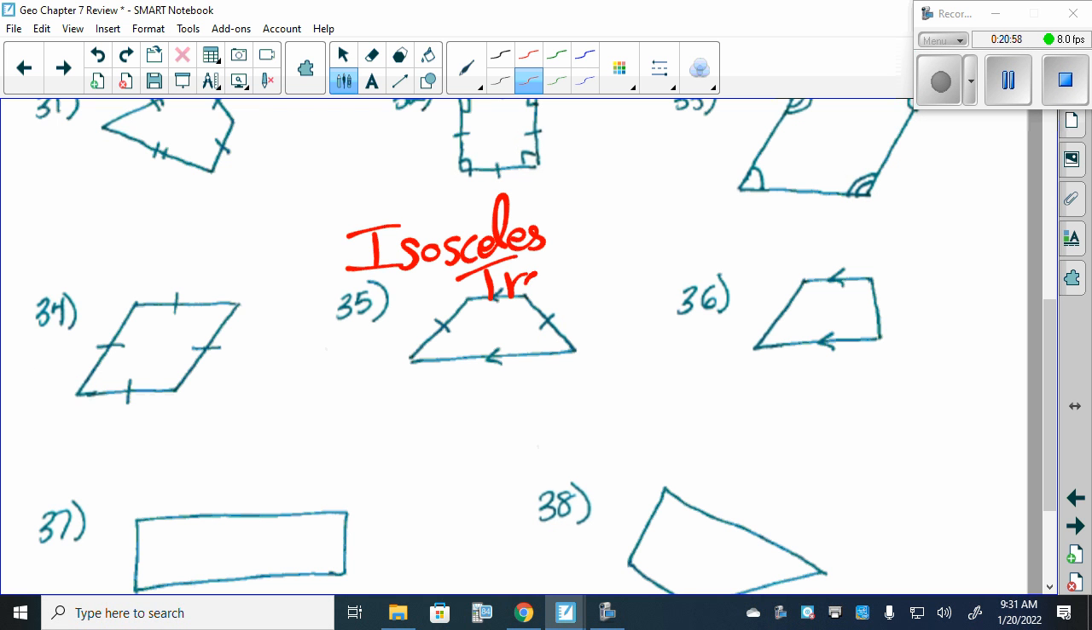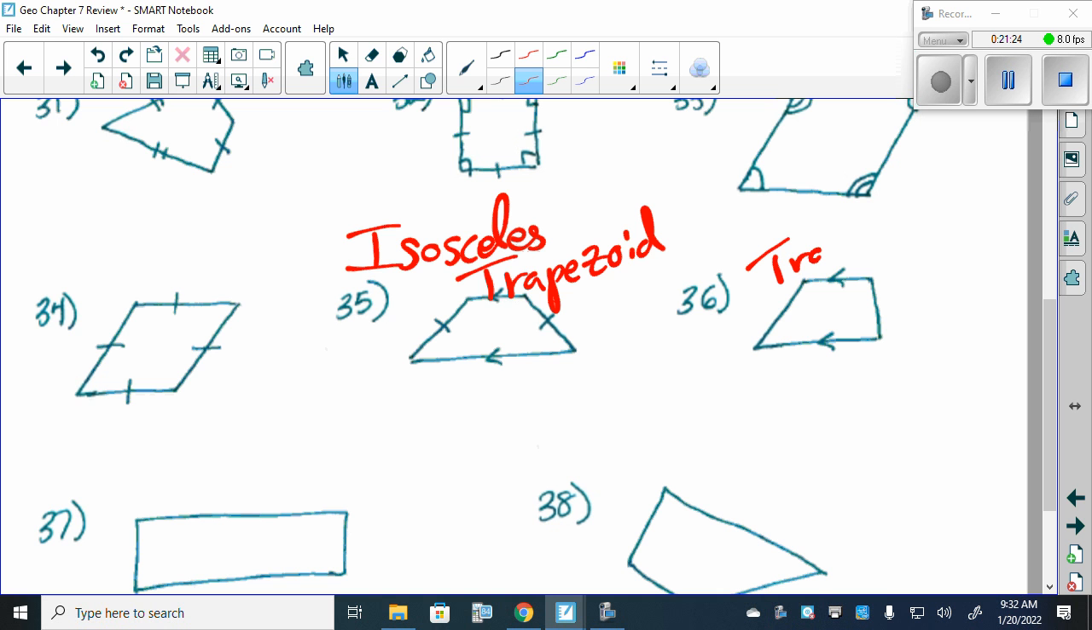Isosceles trapezoid. Because a trapezoid has one set of parallel lines. So if a four-sided figure has one set, only one, it's a trapezoid. Now, if the non-parallel sides are congruent, it is isosceles. So the most specific name for this here would be an isosceles trapezoid.